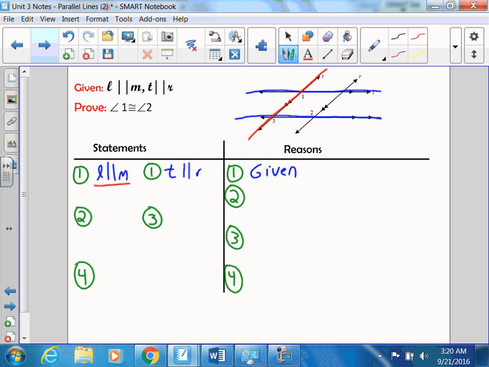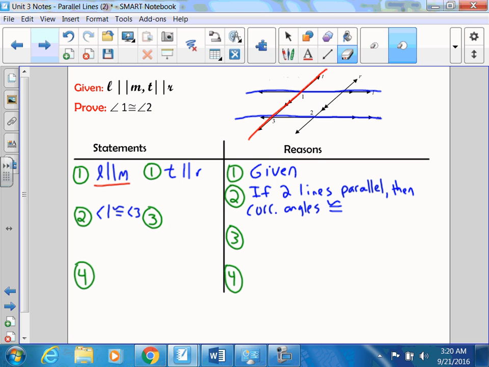So that's what I'm going to do right now. Angle 1 is congruent to angle 3. And the reason I can state that is angle 1 and angle 3 are corresponding angles. So if two lines are parallel, then corresponding angles are congruent. Now, that's line L and M. Let's focus on the other set of parallel lines, which is going to be line T and R.